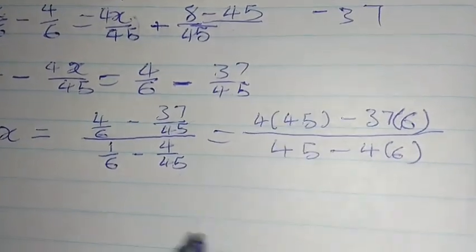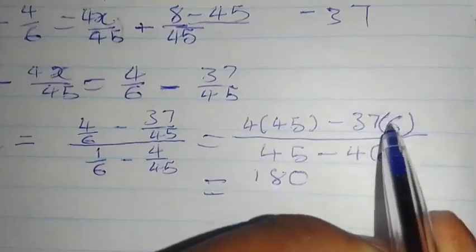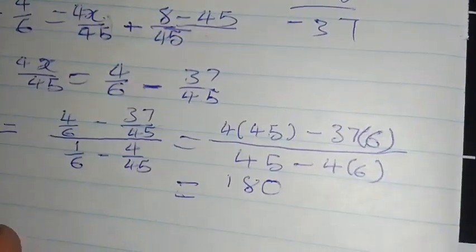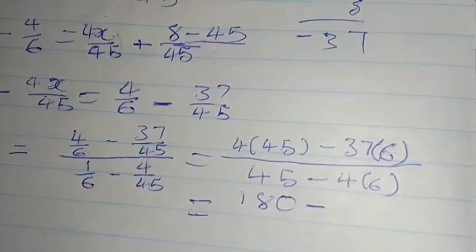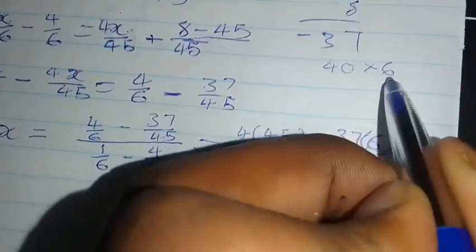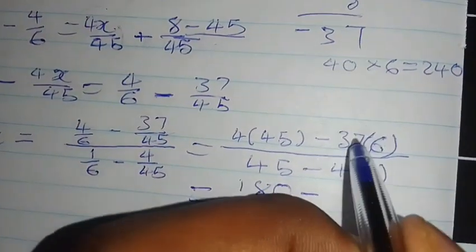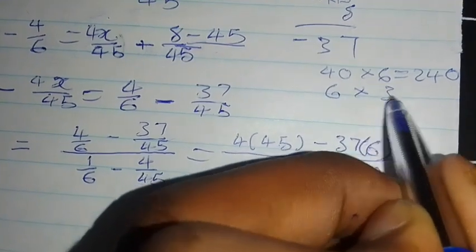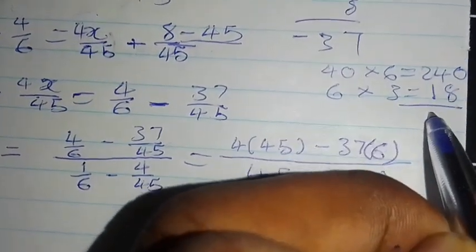45 times 2 is 90, and times 2 again is going to be 180. And 37 times 6, remember, you're not allowed to use a calculator on these things, so you need to work on them manually. So 37 times 6, how can we express that? We can just say 40 times 6. What's 40 times 6? 4 times 6 is 24, and then we have that 0 there. But now 37 is short of 3 to be 40. So what's 6 by 3? That's going to be 18. And then what's 240 minus 18?